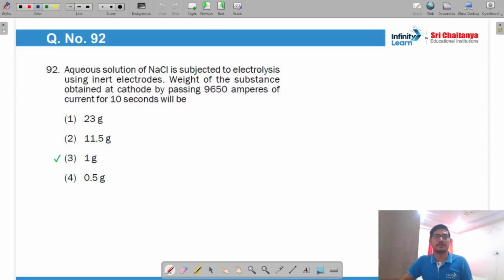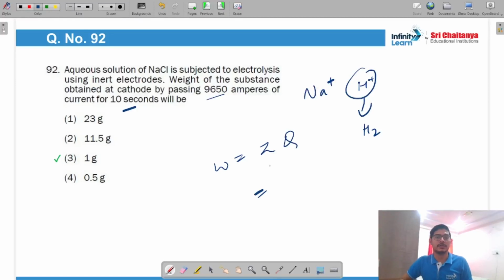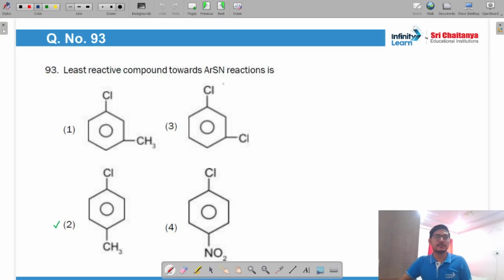Aqueous solution of NaCl is subjected to electrolysis. Weight of the substance obtained at the cathode. Okay, so at the cathode, out of Na plus and H plus, hydrogen will be deposited. It will be H2. Weight of the substance obtained at the cathode by passing a certain current for 10 seconds. Okay, so what will W be? W is equal to ZQ. All right. So the equivalent weight of hydrogen is 1, divided by 96500, multiplied by the charge, which is current into time. 9650 ampere current for 10 seconds. So this will be 1 gram. That is the answer.